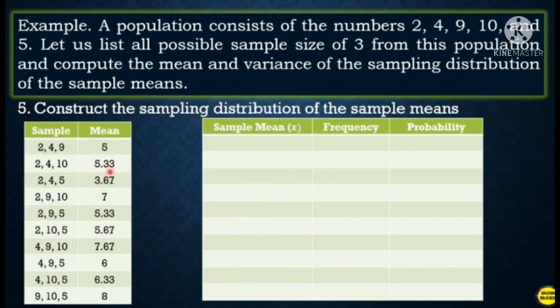Okay, so ano yung pinakamababang mean natin dito? 3.67. So, ilan yung 3.67 natin dito? Isa lang. So, the probability is 1 over 10 or 0.10. Si 5, so ilan yung 5? Yung sunod na sample mean natin is 5. Isa lang din. So, 1 over 10 din.